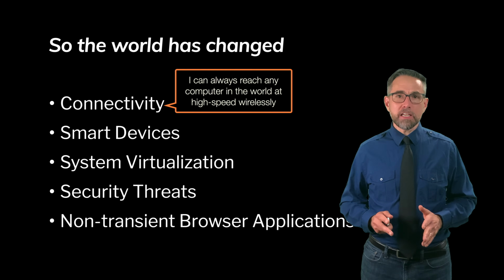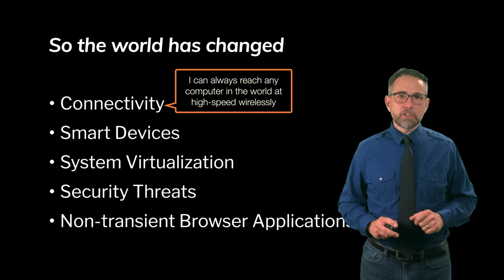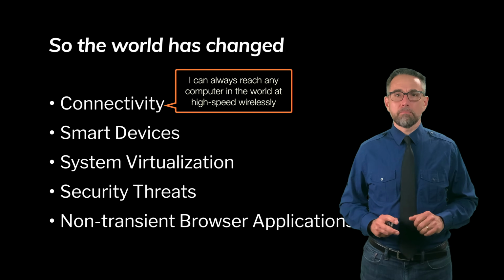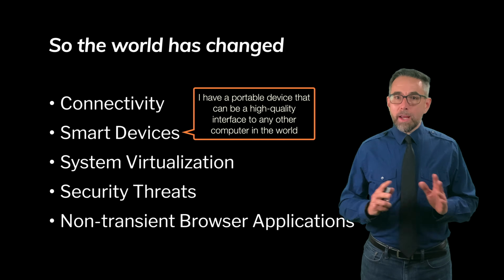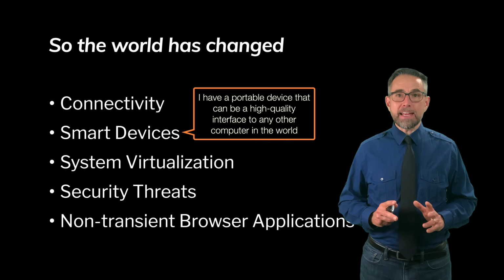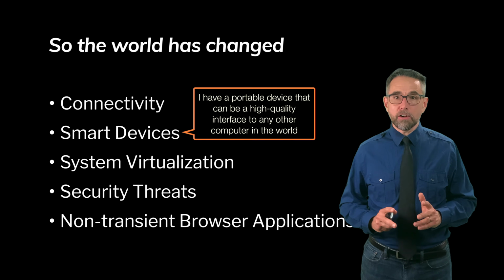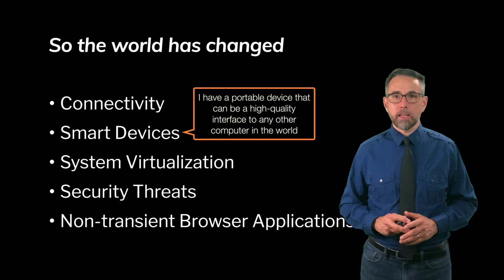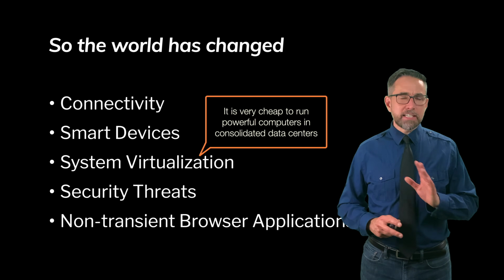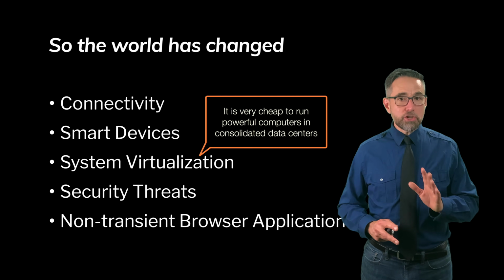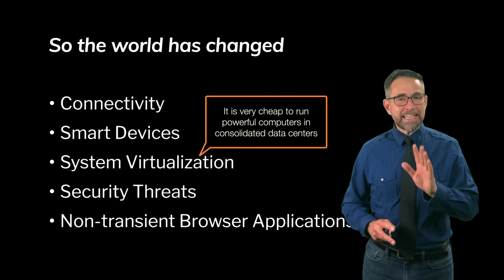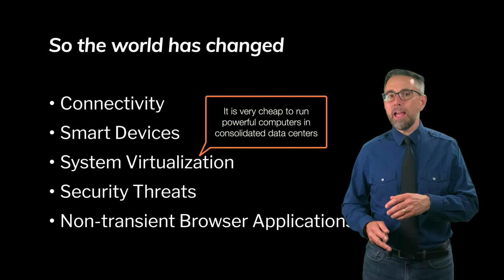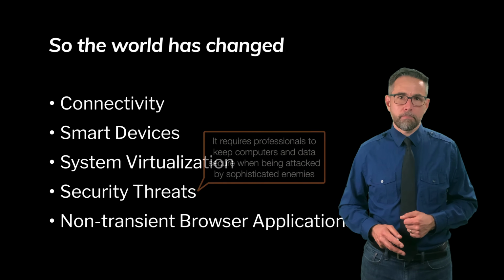As far as connectivity goes, I now have the ability to reach any computer in the world at high speed and wirelessly. And when I do that, I have a portable device that has a really high quality interface and it can reach any other computer in the world through this connectivity. I have system virtualization. So actually it's now really cheap to run powerful computers in consolidated data centers, because those 72 core machines can give me disposable and fast and low cost computers.